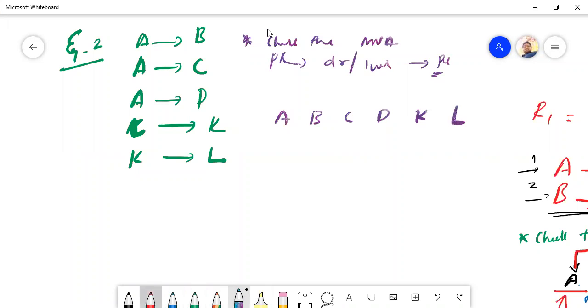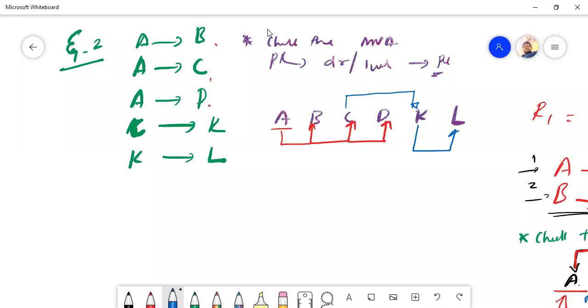Now you can see B, C, D depend on A. K is depending on C, L is depending on K, right? Simply at first look you can see this is not in third normal form. Why? You can find the transitive dependency. Simply at first look you can see.